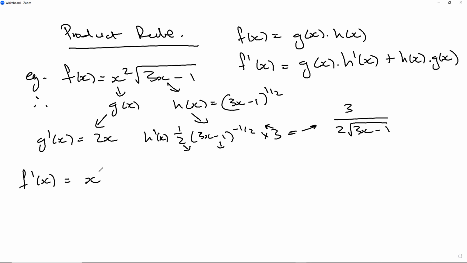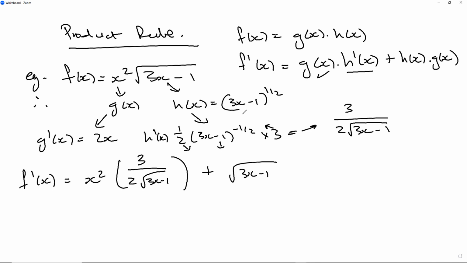So g of x is the original function, which is x squared. Now h dash of x, which is this there, 3 over 2 square root 3x minus 1, plus h of x, which is going to be 3x minus 1 to the power of half, or let's just say square root, you can leave it as that, square root of 3x minus 1. And then now g of x, oh, I made a mistake there. This was supposed to be the derivative of g of x, right? Which is actually 2x. That's fine. 2x, and that's going to be the derivative times the original function h of x, which I've assigned at the start.